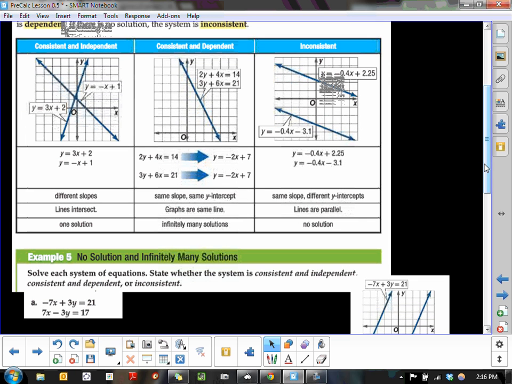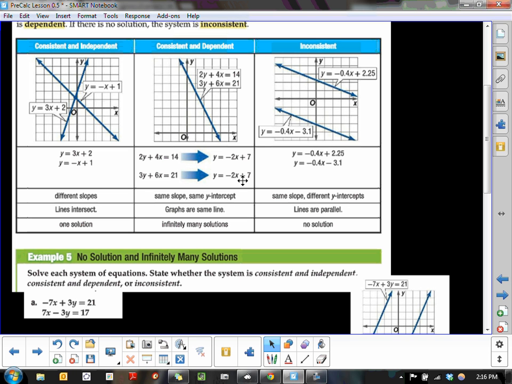Now, the best way to determine whether you're going to have a consistent, independent, dependent, or inconsistent system is to look at their slopes and their y-intercepts. If you look at these in slope-intercept form, if we solve our equations for y, then we know that our slopes are different. Every time we have different slopes, the lines are guaranteed to intersect, and we're guaranteed one solution. In the case of 2 lines that lie on top of each other, even though they may look different in appearance, if we write them in slope-intercept form, they reduce to exactly the same line.